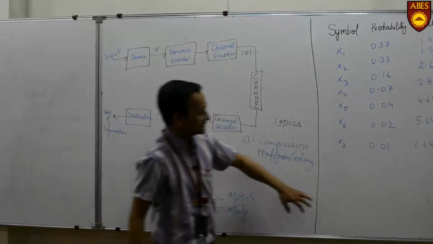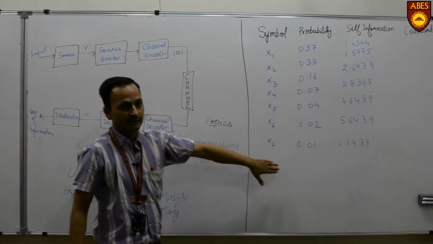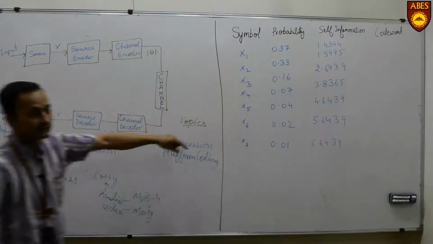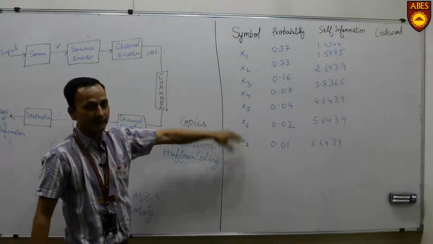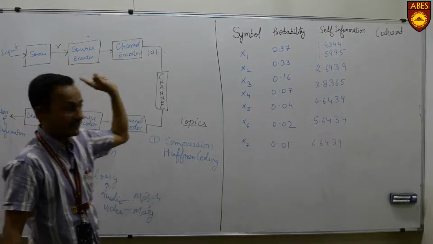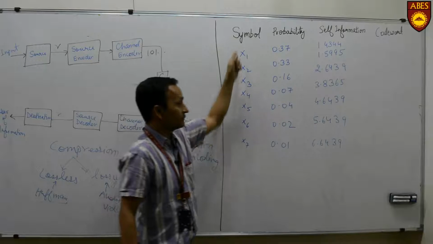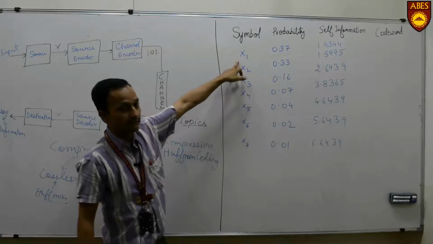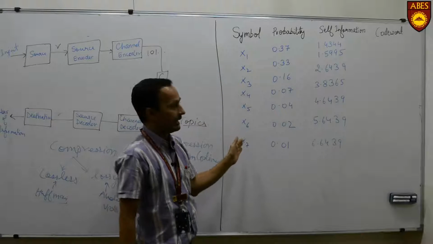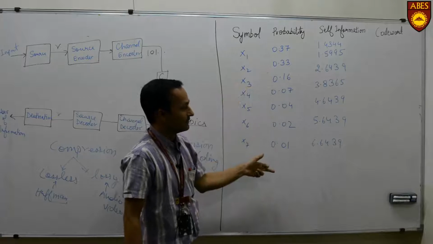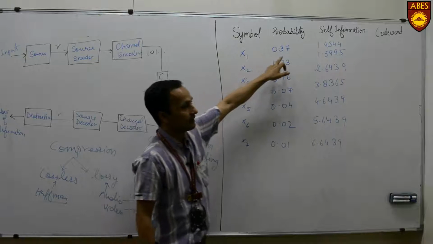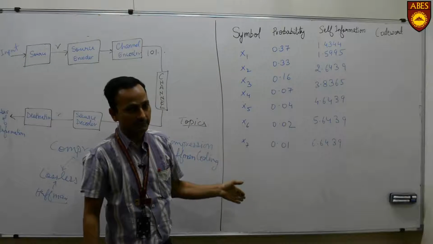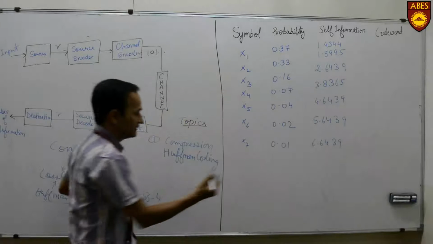Now, when we talk about Huffman coding, these are the symbols that we have taken, for example x1, x2, x3, x4. These symbols are fed to the information source, and the information encoder will encode this source. These symbols appear with these probabilities. These are the probabilities for the symbol x1, and this is the self information that we have calculated for all these symbols.